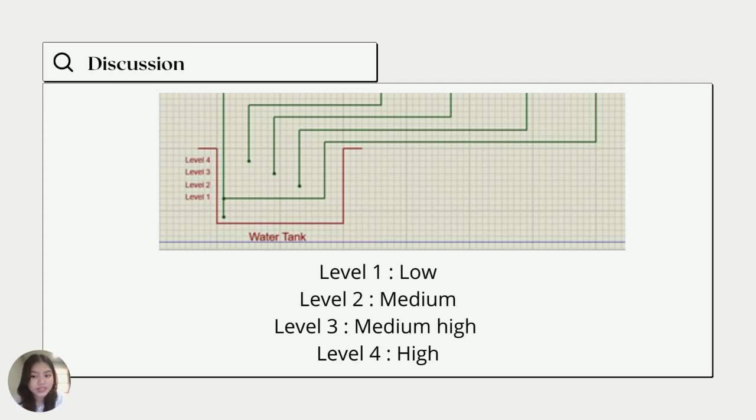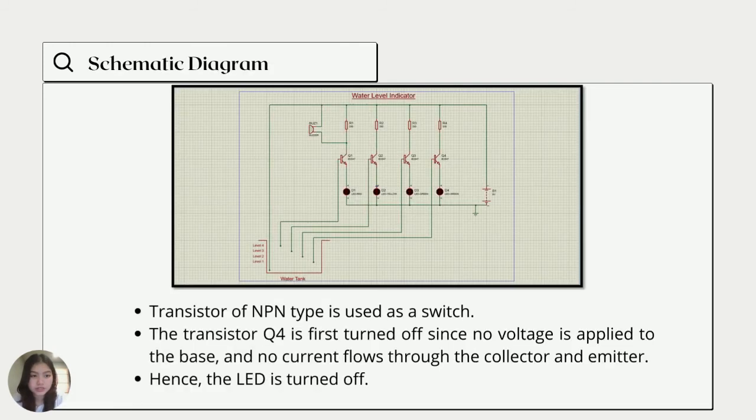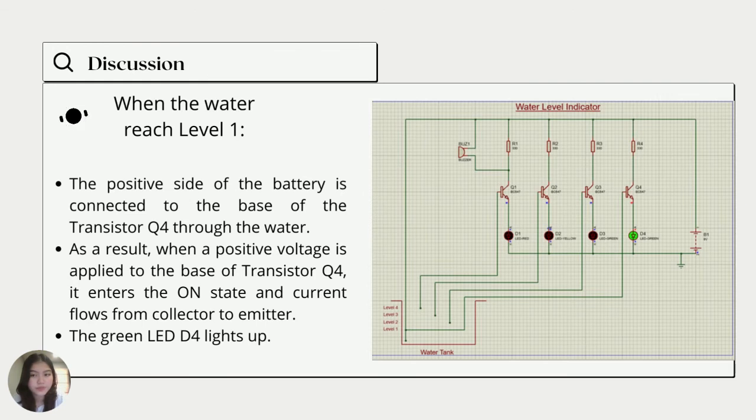The leftmost wire in the tank must be longer than the other 4 wires since it is connected to the positive voltage. So we use a transistor of NPN type as the switch. The transistor Q4 is first turned off since no voltage is applied to the base and no current flows through the collector and emitter. Hence, the LED is turned off.